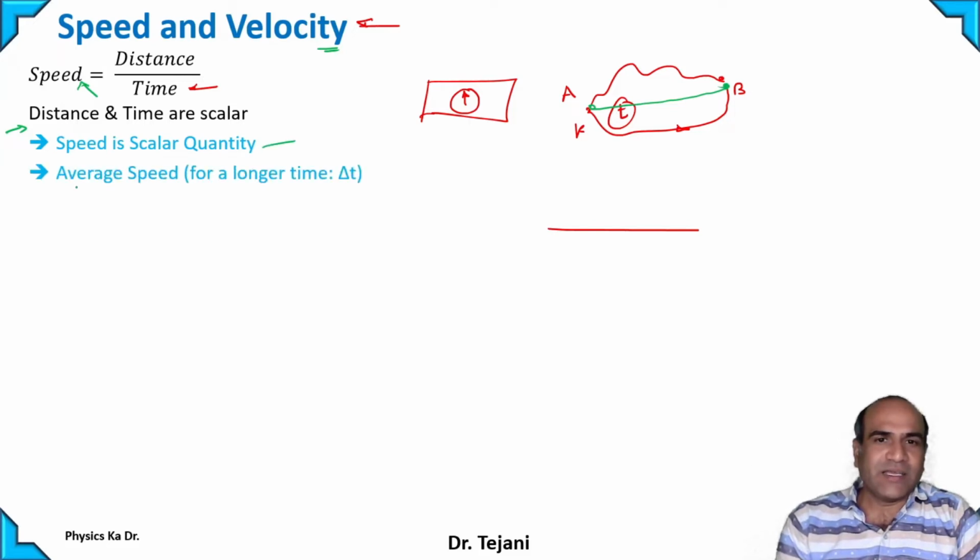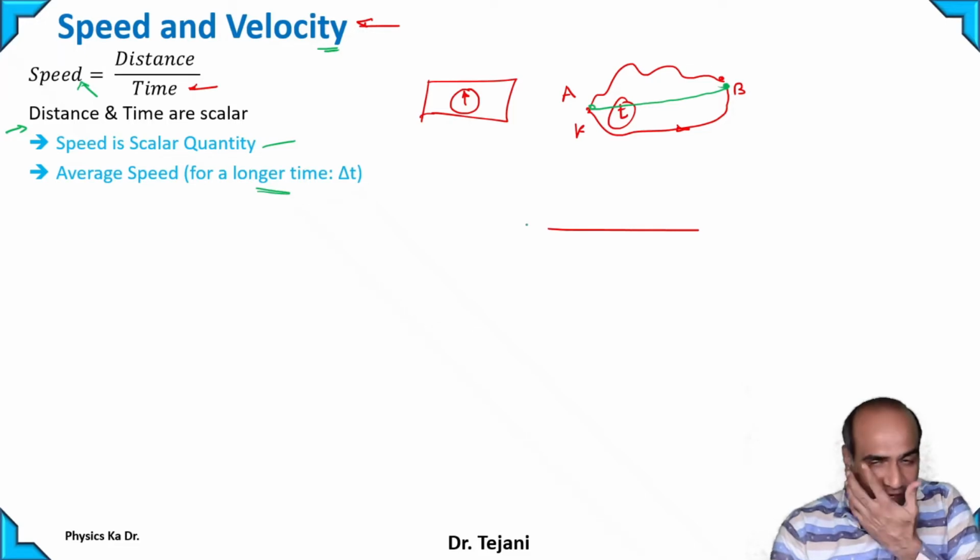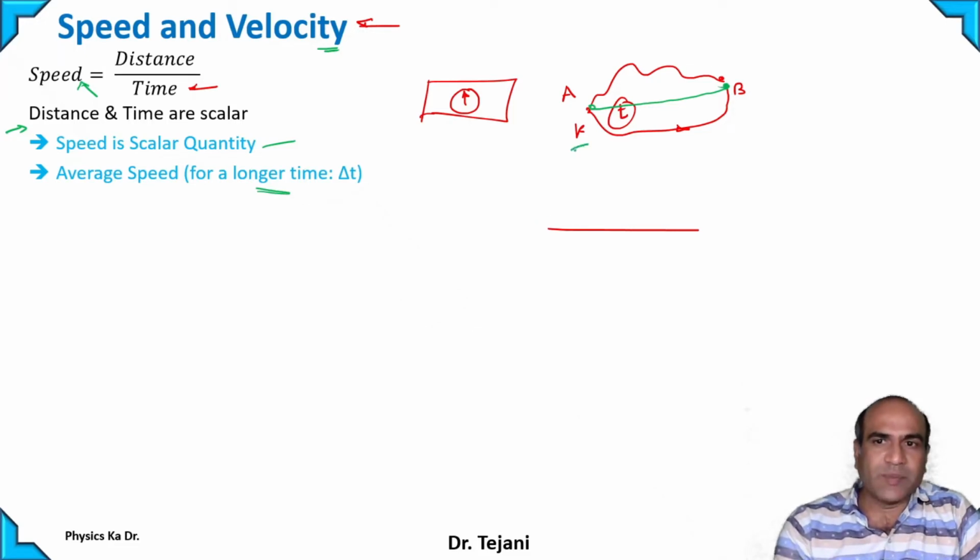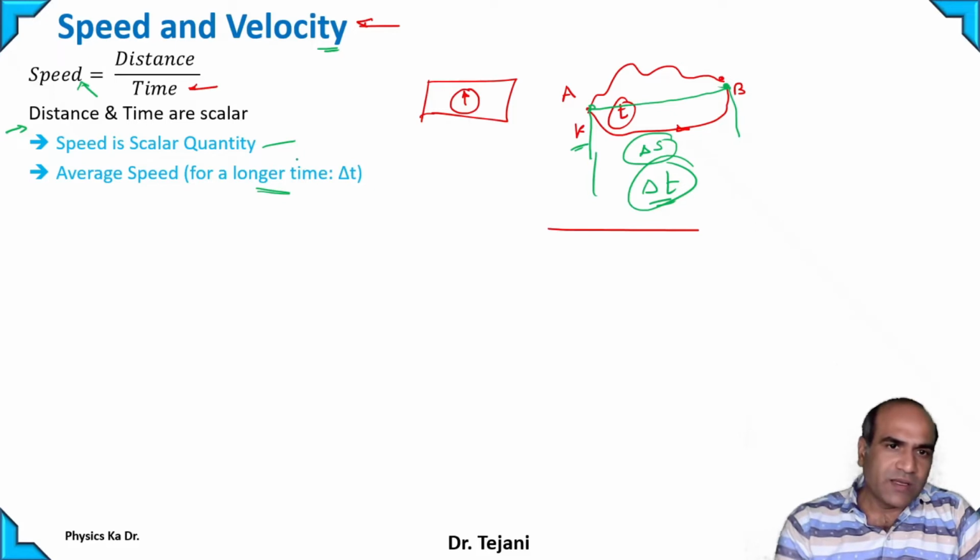Then in this chapter we will be measuring average speed, and that is to be considered for the longer time. We take the same example. Kapil is starting from point A and he is reaching point B. We will measure the total distance covered, and we will take the total time to cover the same distance, right? So whenever we talk about average speed, that is for the longer time, and we use capital delta T for the longer time.